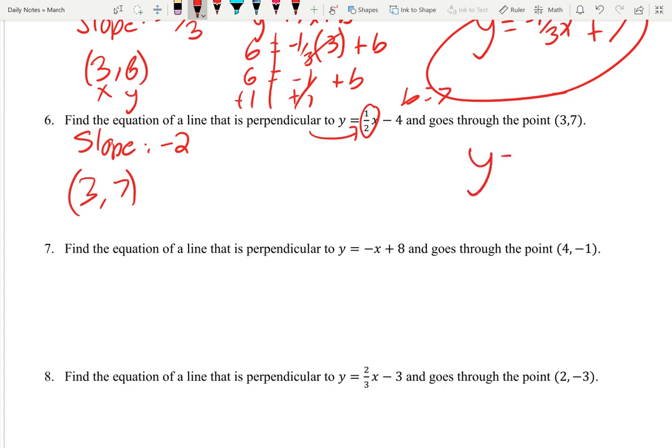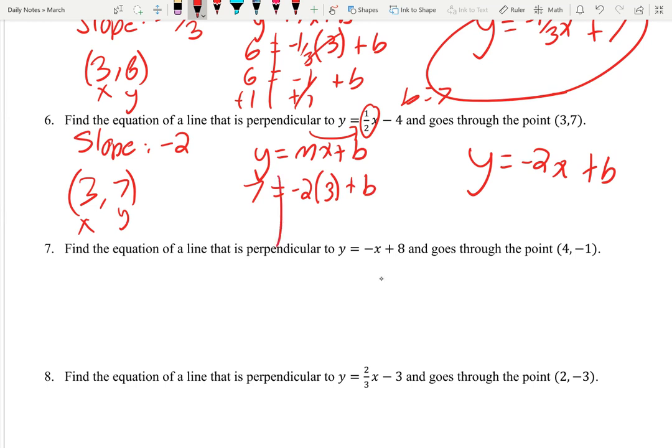So remember, I already know my answer, y equals negative 2x plus b. I know my slope's negative 2, I just have to find b. So y equals mx plus b. Let's plug everything in: 7 for the y, negative 2 for my slope, 3 for the x, and then the b value you need to find. So this will be 7 equals negative 6 plus b. So add the 6, and we end up with 13. b is equal to 13, which makes this negative 2x plus 13.